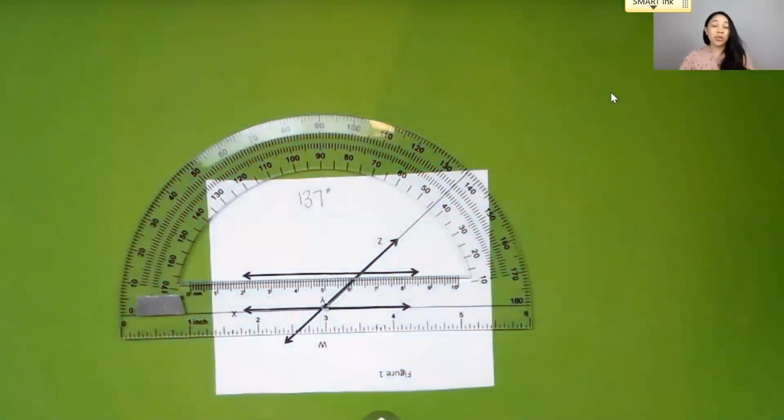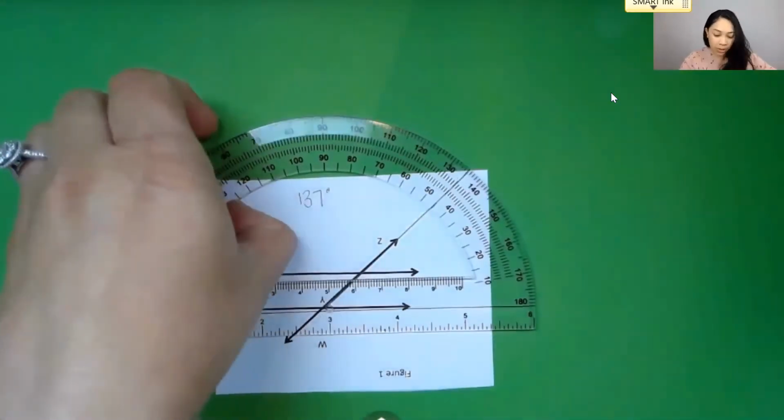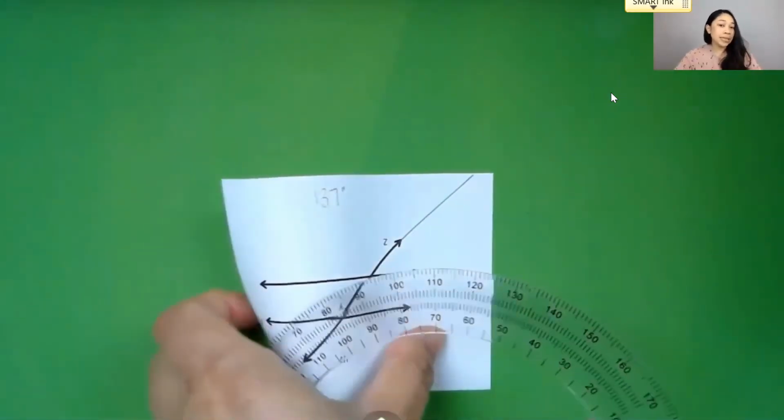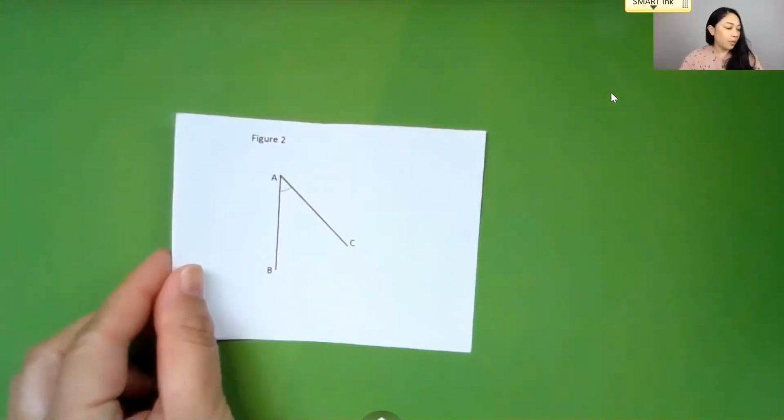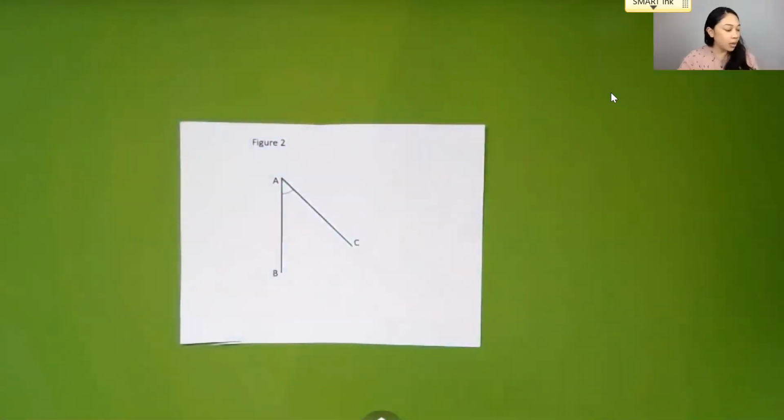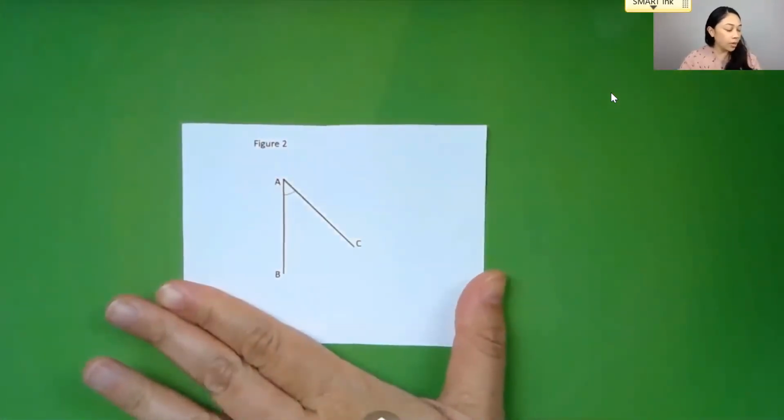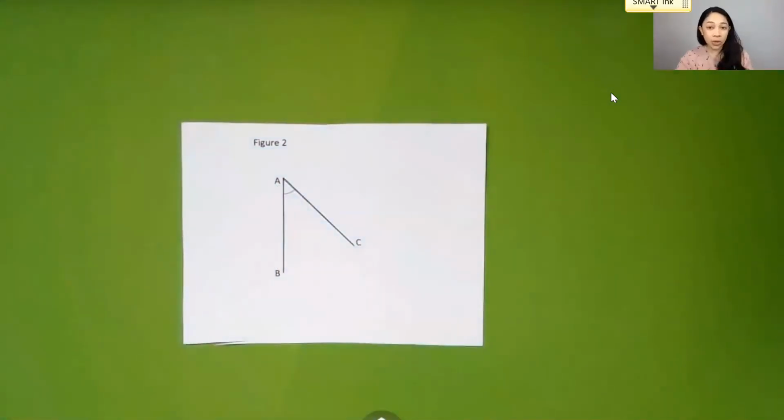Aligning the protractor correctly is very important. We're going to practice this now. We're going to practice by measuring figure 2, which is angle CAB. And we'll start with using our circular protractor. Go ahead and pause the video here to measure figure 2, angle CAB, first using your circular protractor.